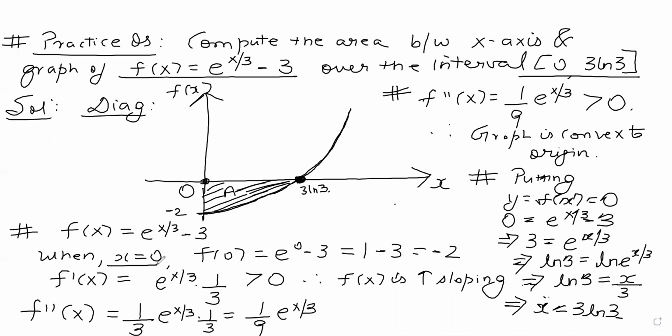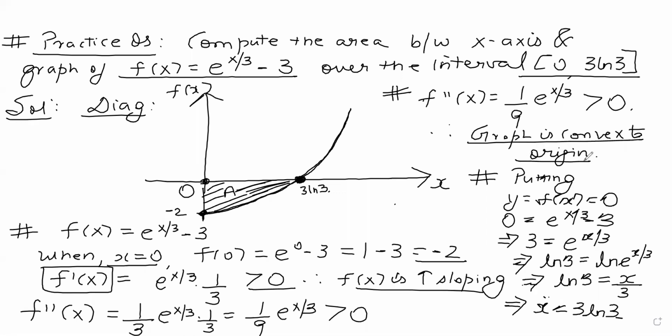When x is 0, you can see y is minus 2. So my function starts from minus 2. First order derivative is positive. That means graph is upward sloping. Second order derivative is also positive. That means graph is convex.